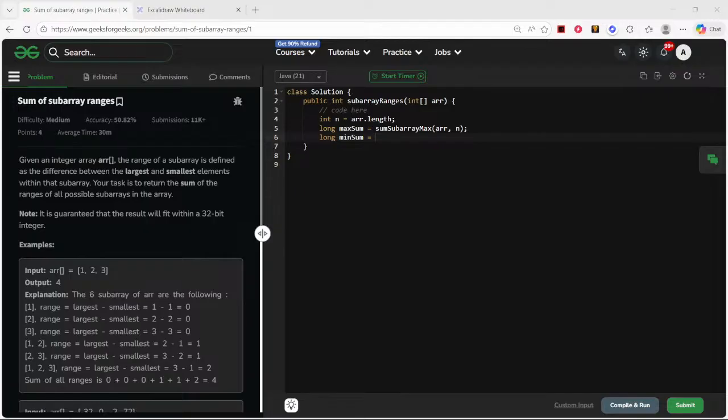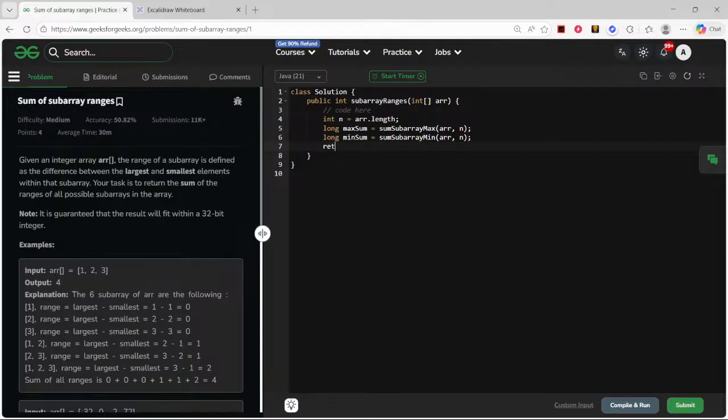And after that, what can we do? Sum is done. Sum of subarray min, we take array and n, natural, right. Into the maxSum minus minSum, right?